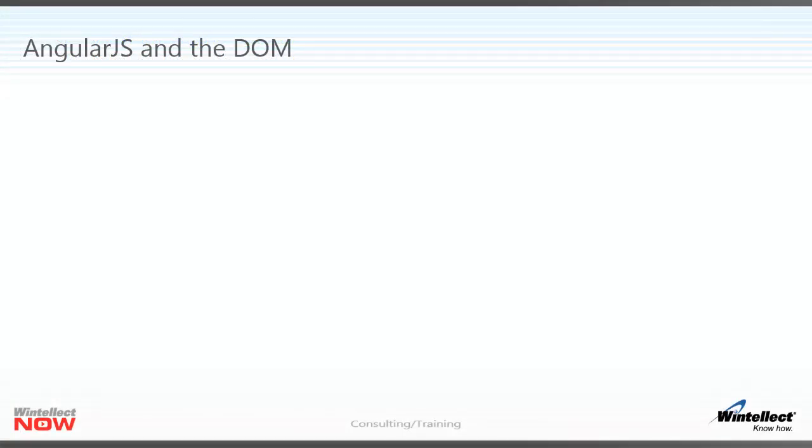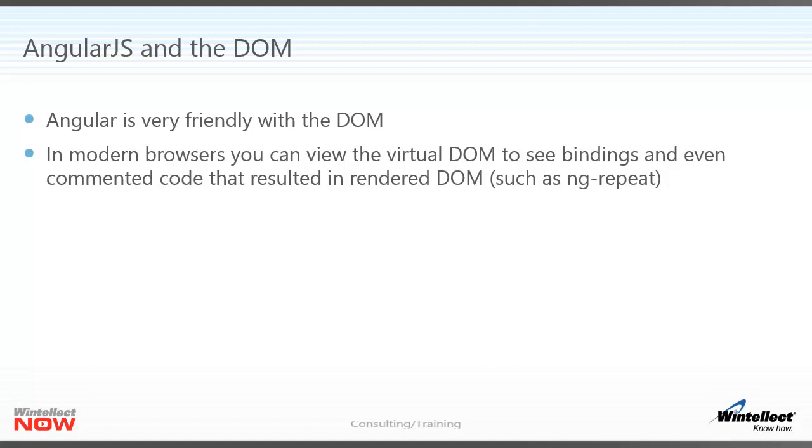One of the highlights of Angular is that it interacts with the DOM and is in fact very friendly with the DOM. So in most modern browsers you can view the virtual DOM to see bindings, and by virtual DOM I mean instead of the DOM that's initially loaded, the virtual DOM is the DOM that's actually generated. So for example, if you have an ng-repeat that repeats 10 times, you want to be able to see those 10 snippets of HTML that were generated as part of that template. So within browsers, you can view that DOM, see bindings, even see commented code that resulted in the rendered DOM, and I'll show you an example of that in a moment.